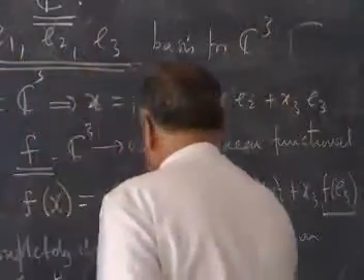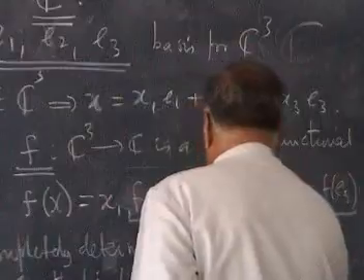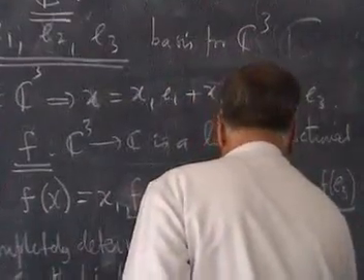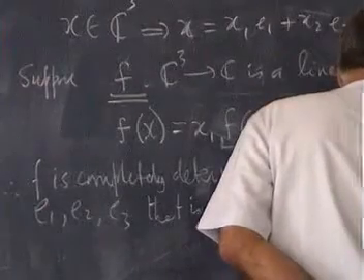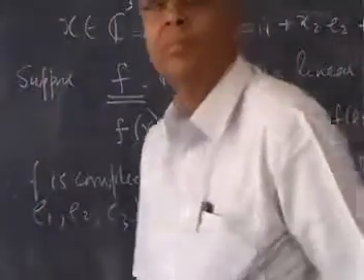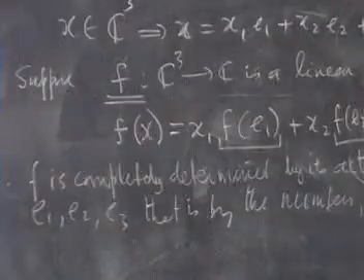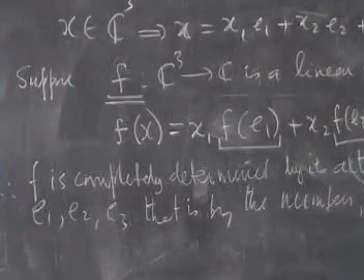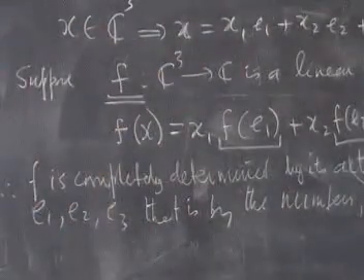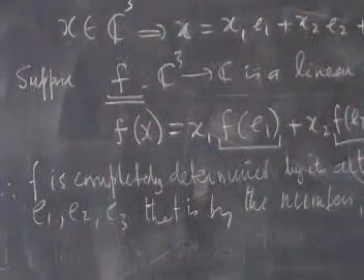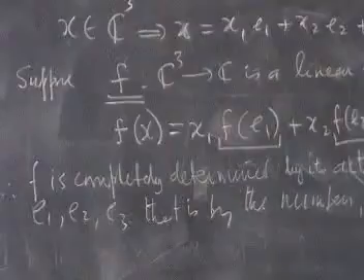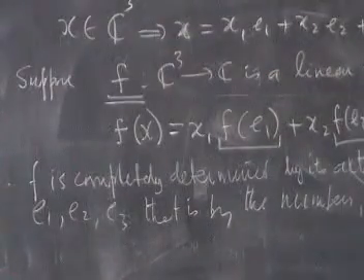That is, by the three numbers f e1, f e2, f e3. These three numbers determine completely that function. See, in the whole space, I don't have to go on seeing what is happening here, what is happening here, what is happening here. If I know what is happening at three basis vectors, practically I know what is happening everywhere. That is the advantage of linearity.